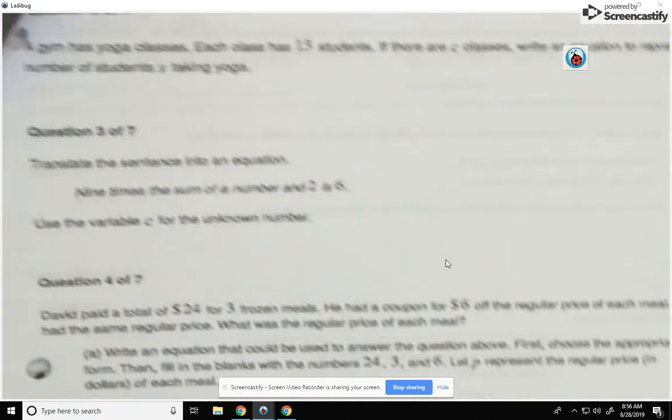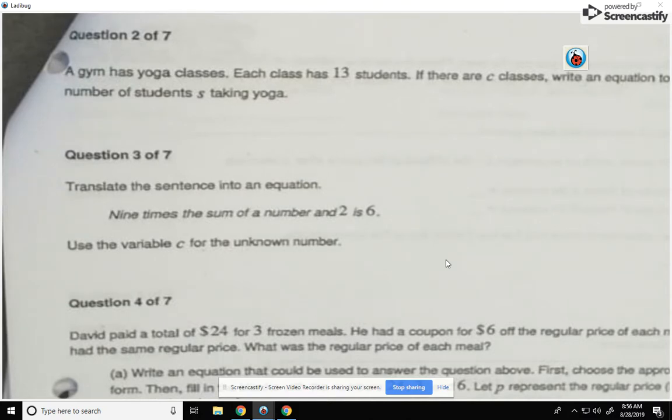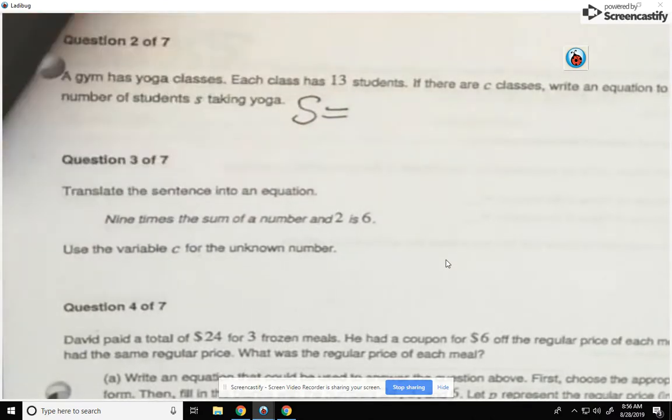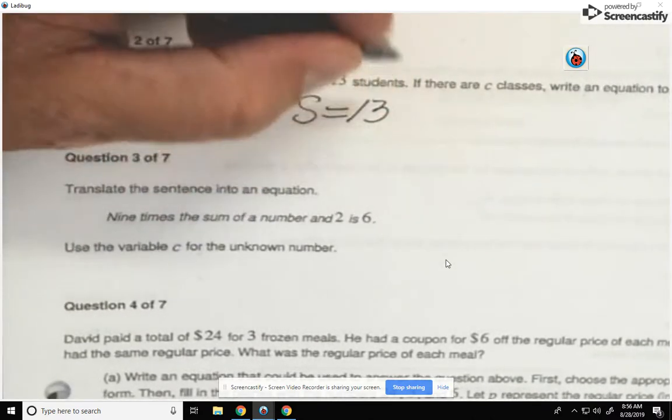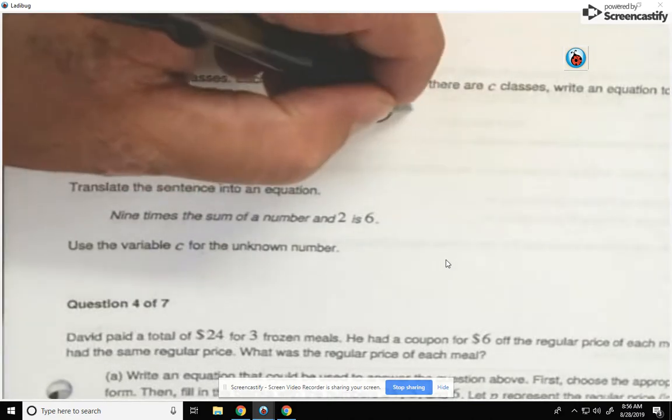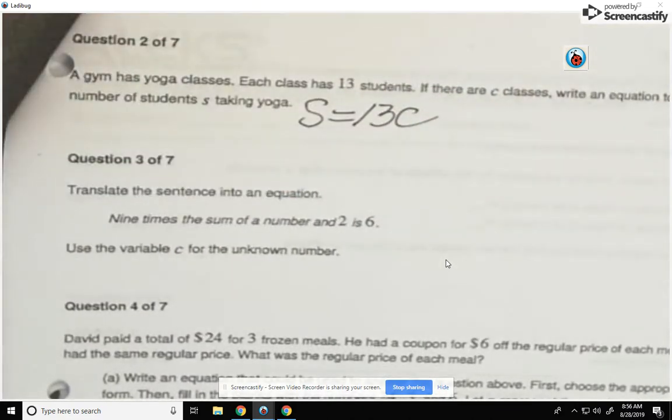Okay, question 2 says a gym has yoga classes. Each class has 13 students. If there are C classes, write an equation to represent the total number of students. So the total number of students is S. There's 13 students per class, which is C, so S equals 13C.